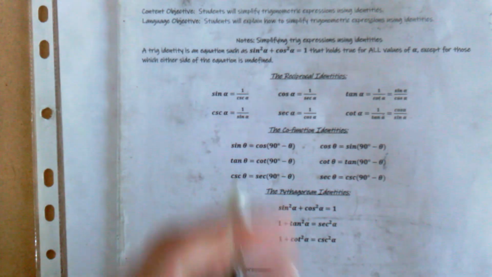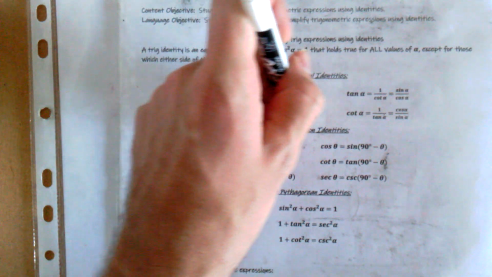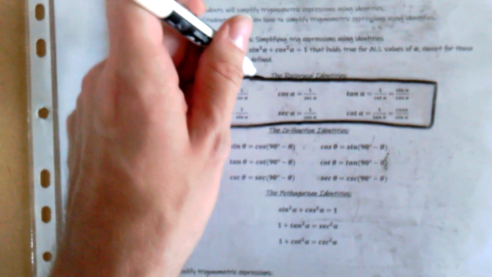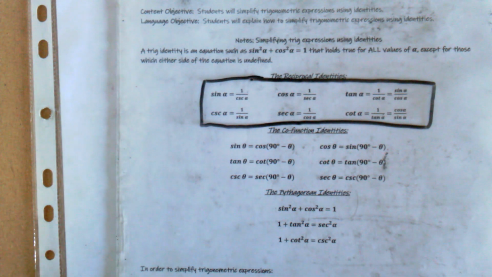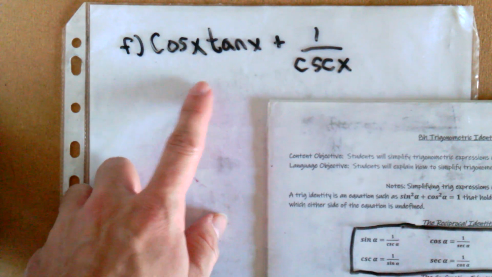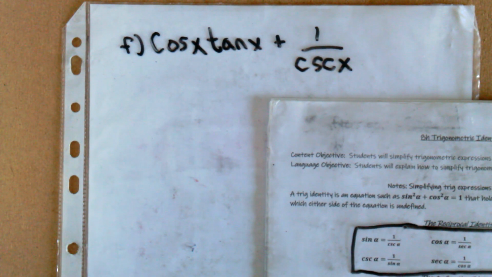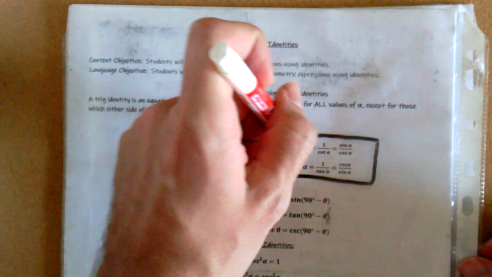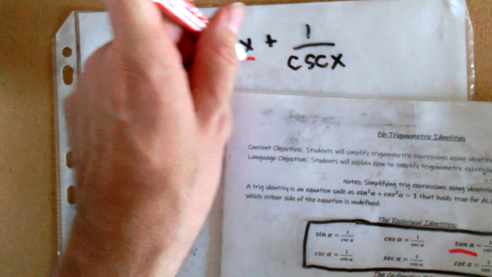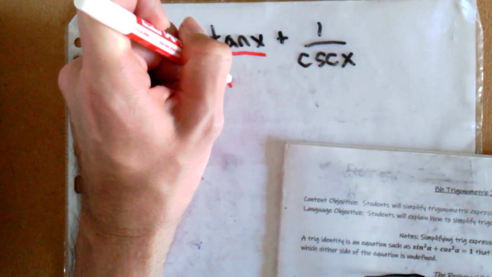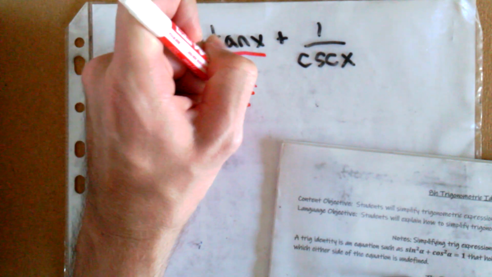So let's take a look at our reciprocal identities right here. Because remember, the directions are asking us to use our reciprocal identities. Okay. And we have cosine, tangent, cosecant. Let's look at tangent. So tangent on our reciprocal identities is defined as sine over cosine. We've seen that quite a bit now. So I'm going to go ahead and replace tangent in our problem with sine over cosine. So we have tangent is now sine over cosine.